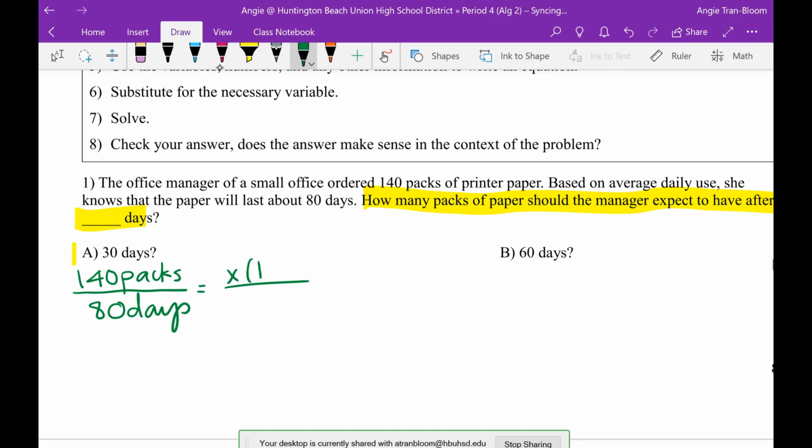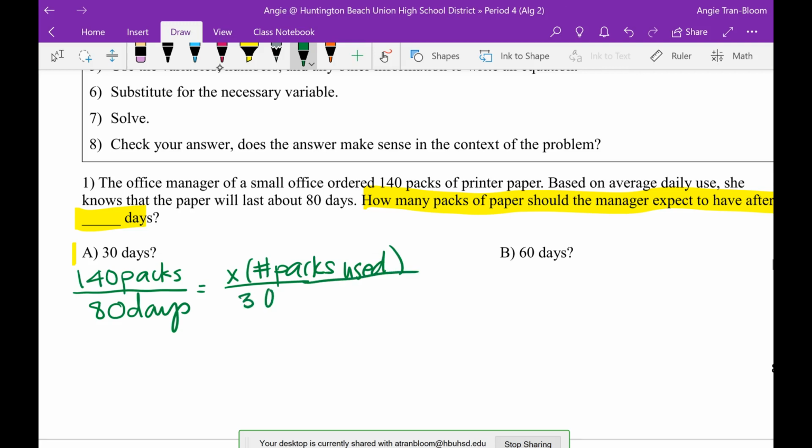x is the number of packs, what? Used or remaining? Used, because I'm using. I have 140 packs. I use it up in 80 days. So over here, x should be the number of packs, what? Used. Okay, used. All over what? 30 days.